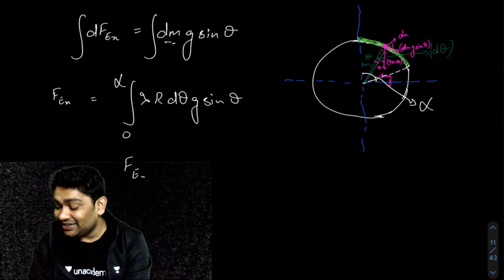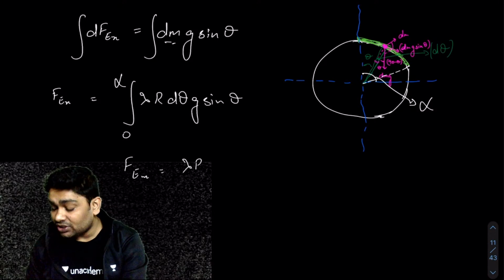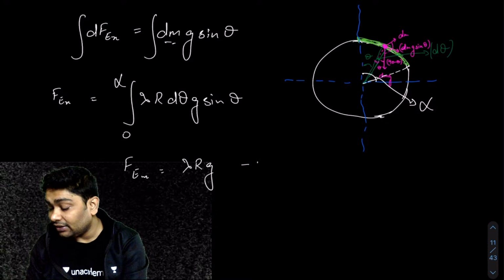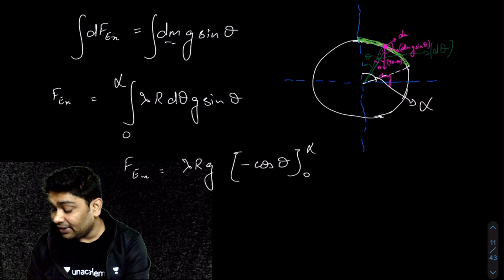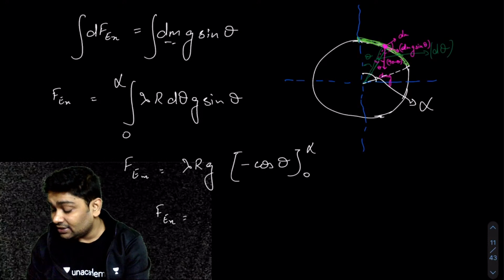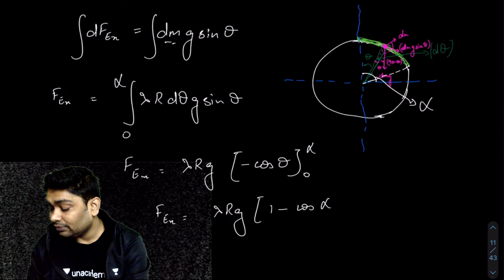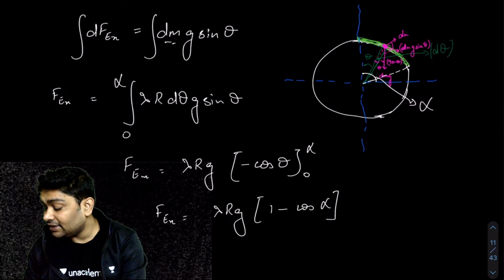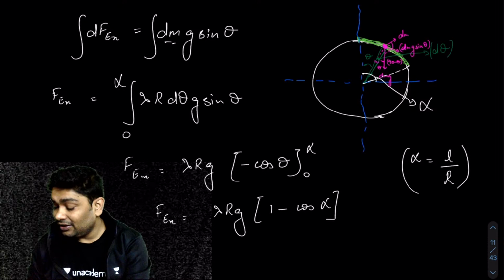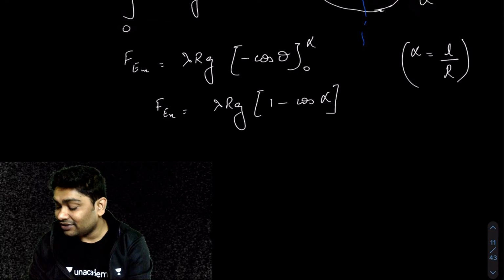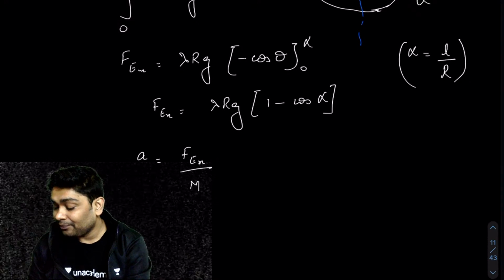If I integrate that, let's see what I'm getting. F external is equal to, so lambda, r, g, all of these will be constant. The integral of sine theta would be minus cos theta, and then I would have 0 to alpha. So what I'm getting is F external net is lambda r g times 1 minus cos of alpha. Correct. I will also realize alpha would be the arc length over the radius. Now all I need to do is, for acceleration a, it would be F external, the net external force trying to cause the motion, over the total mass.